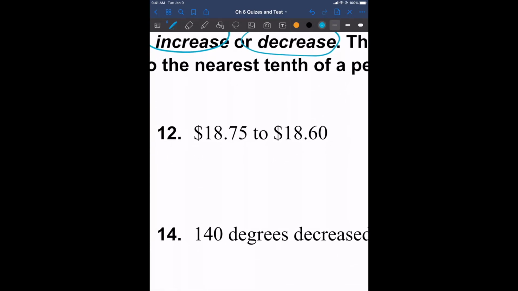Number 12. Am I increasing or decreasing? Yep, I'm decreasing. I know that because $8.75 is smaller than $18.60. I said $8, I meant 18. Okay, that's 1 point. You got your decreasing. Now what's the percent change? Take the big number minus the small number divided by the first number they gave you. And remember, you can use a calculator on these. 18.75 minus 18.60 is 0.15.